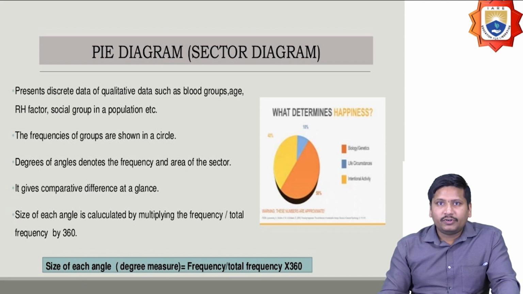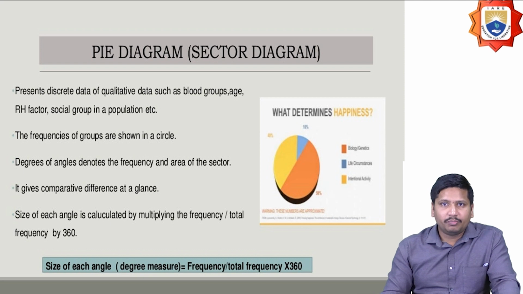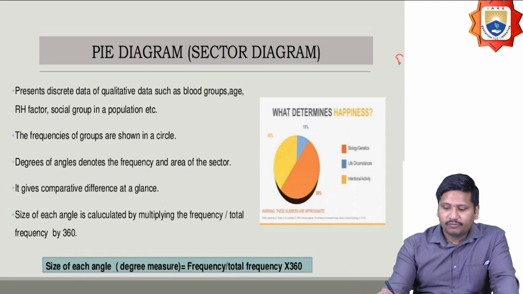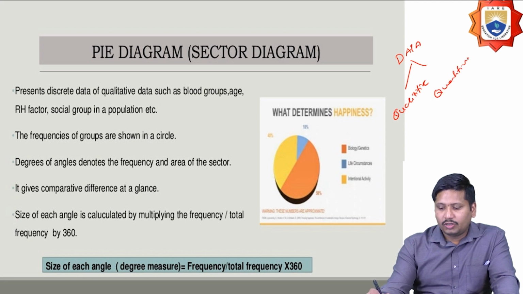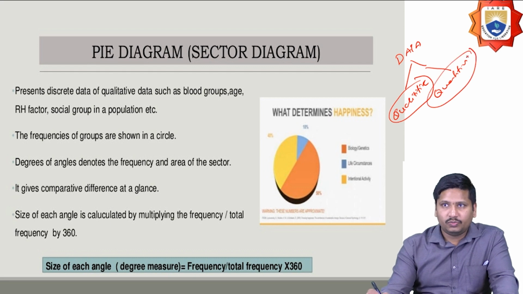So the very first one is the pie diagram. The pie diagram is able to represent the discrete data of qualitative data. Normally the data is classified into two types, which I said previously and which are already covered in the previous videos, like qualitative and quantitative.